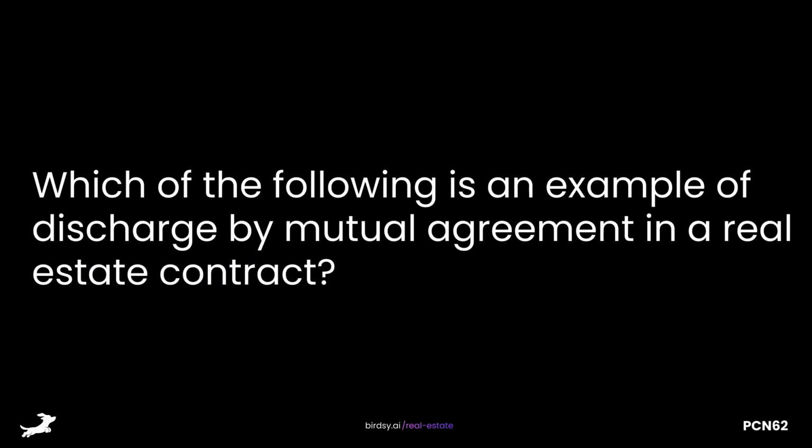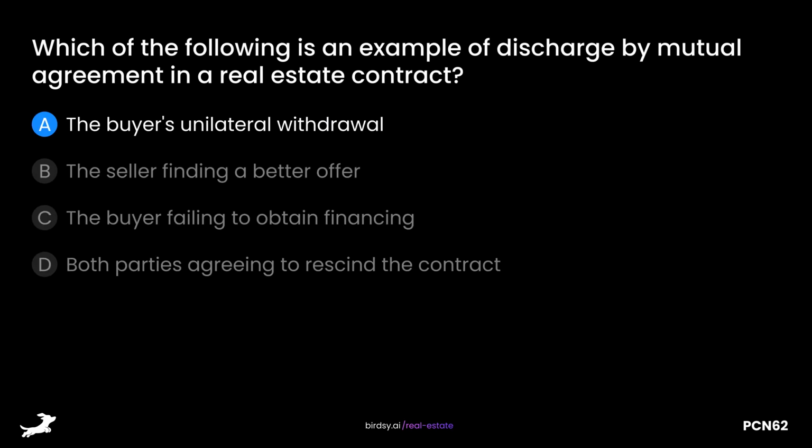Which of the following is an example of discharge by mutual agreement in a real estate contract? Is it A, the buyer's unilateral withdrawal, B, the seller finding a better offer, C, the buyer failing to obtain financing, or D, both parties agreeing to rescind the contract? The answer is D, both parties agreeing to rescind the contract.